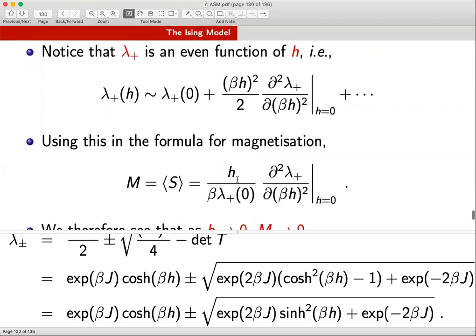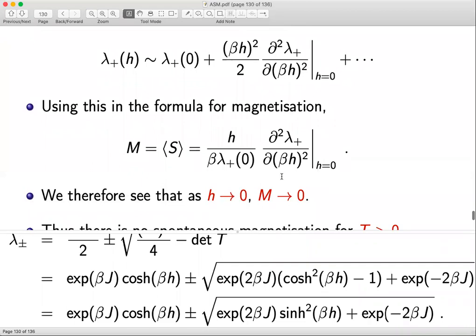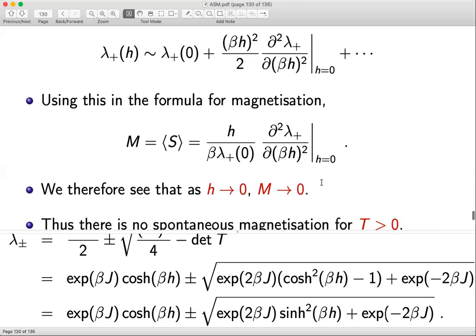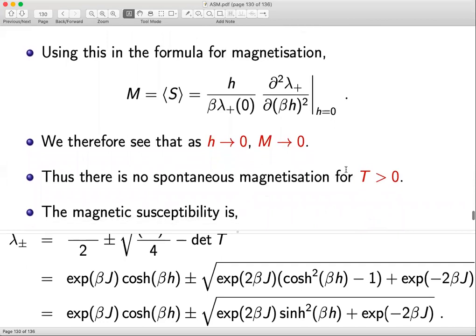But you notice that there's an H sitting outside. Because of that, when you set H to zero, the magnetization is going to vanish. This quantity is independent of H, because you differentiate lambda plus with respect to beta H and set H to zero. So whatever value you get is some number, independent of H. Similarly here. So the only H dependence was sitting here in the Taylor expansion. After differentiating, you get a linear term, and it tells you that as H goes to zero, the magnetization would go to zero. And therefore, there is no spontaneous magnetization at finite temperature.